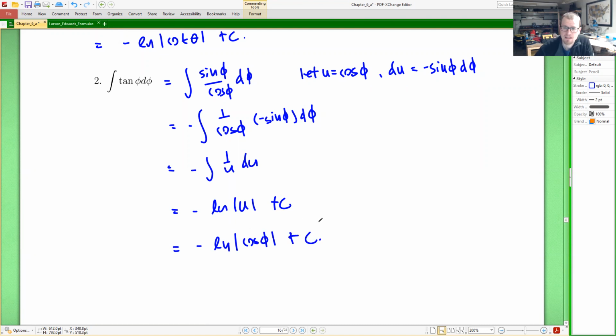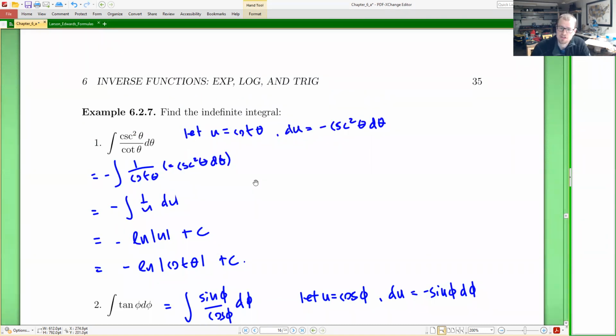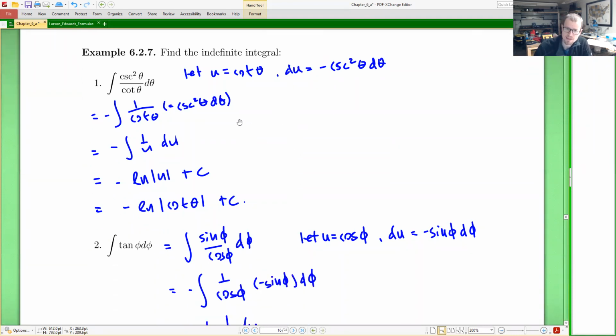And that's it. Phi is just another variable. Theta is just another variable. They're both Greek letters. So I'm just trying to introduce some Greek letters for us. It is common to use theta and phi as representatives of angles, hence trigonometric functions of these variables.